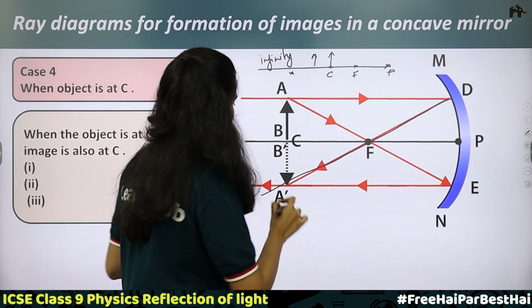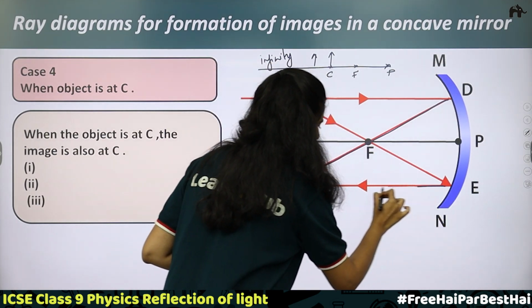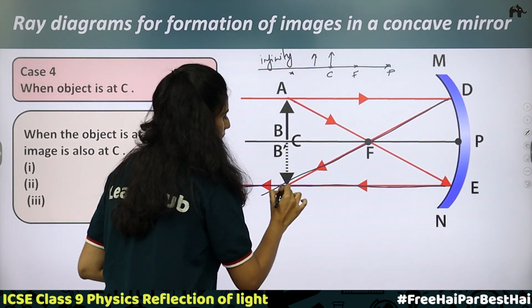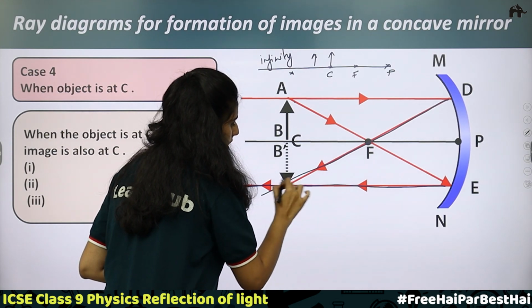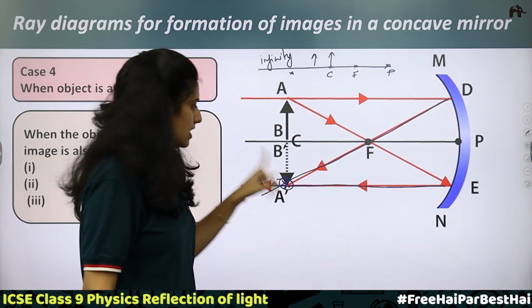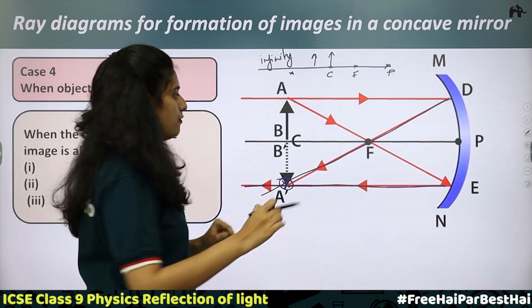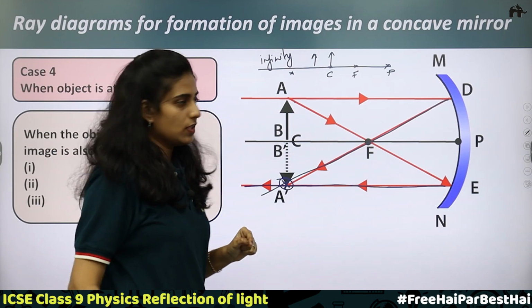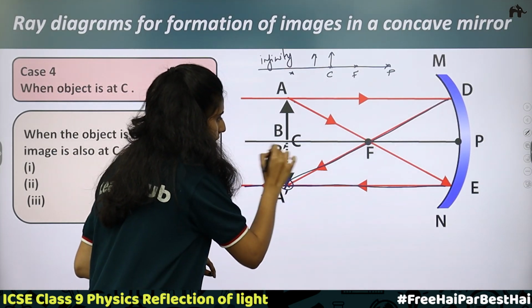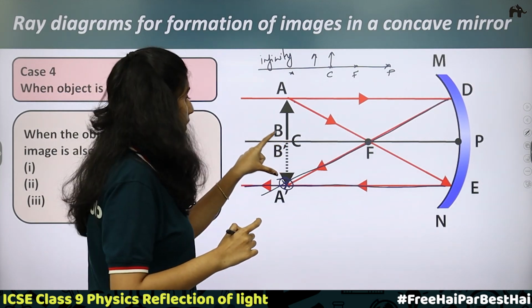Okay. Second, the incident light ray. Here we have the incident light ray and this is the reflected ray. So what is happening? They are intersecting at a point. Now draw a perpendicular line from this point of intersection to the principal axis, and you will get the image.